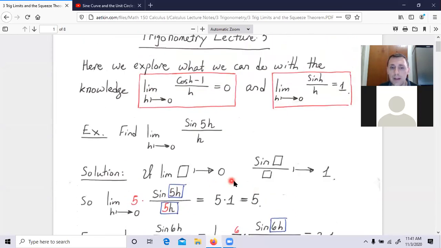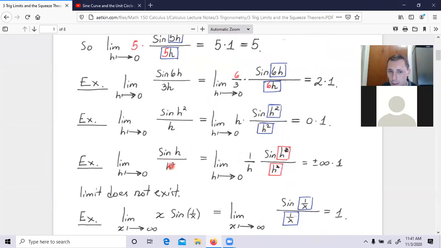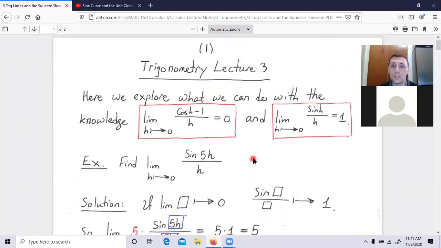Now, if I had h squared, so what I want is h squared on the bottom. So I multiply by h and divide by h. And so this is 1, and this limit of h is 0. On the other hand, if I have h squared on the denominator, it's like 1 over h times sine h over h, which will be 1 times plus or minus infinity, depending on where you approach.